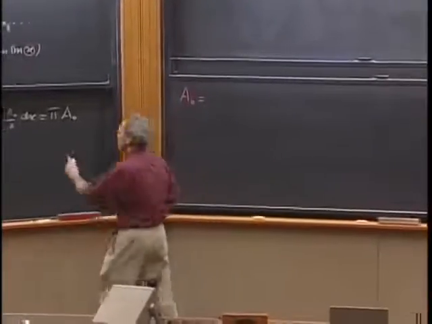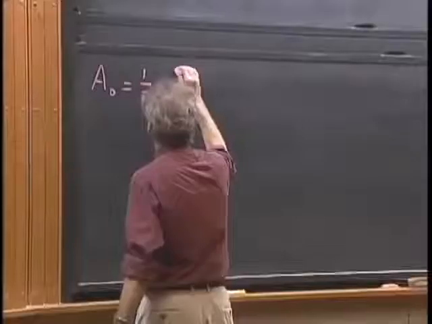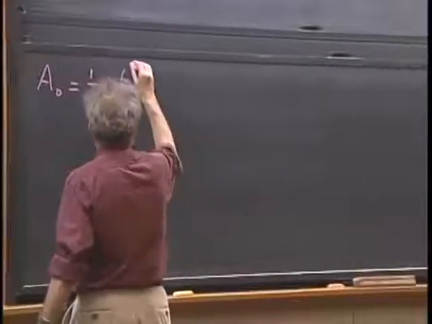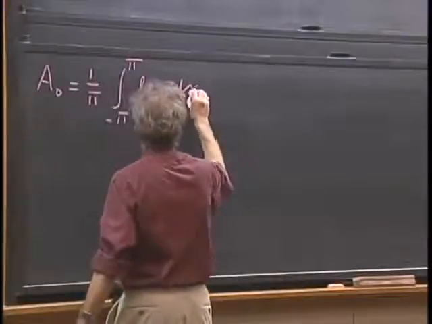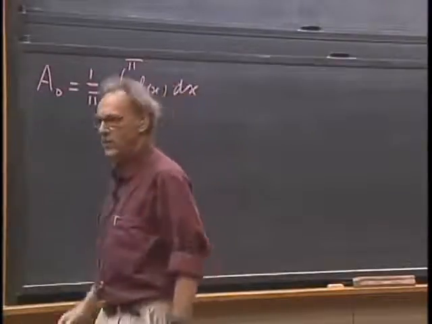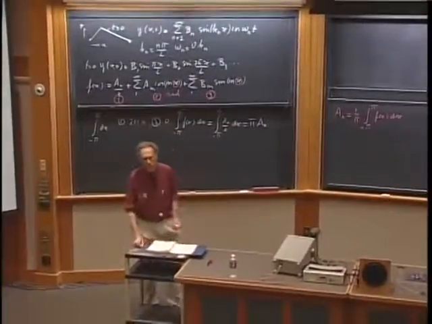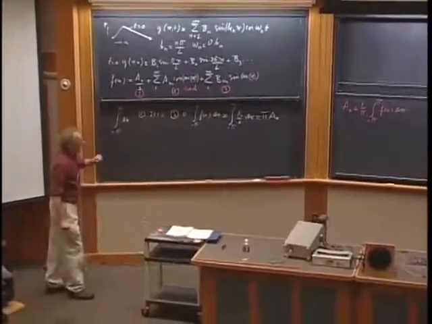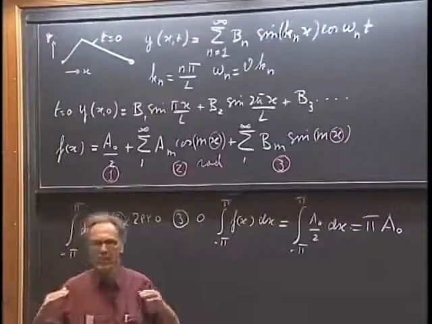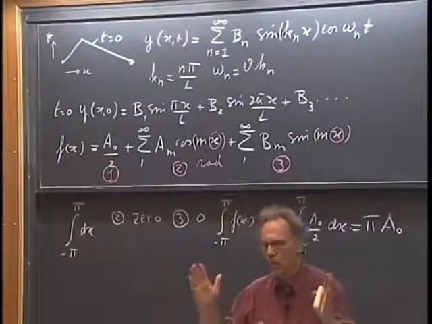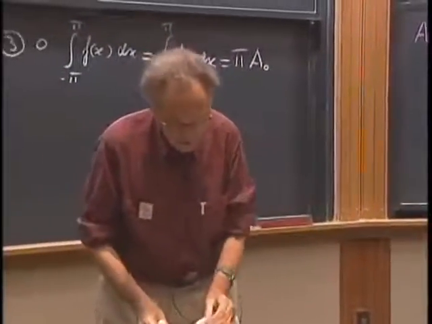a0, if I use this result, is nothing but 1 over pi times the integral from minus pi to plus pi of the function f(x) dx. So you tell me what the function f(x) is, and I can calculate a0 for you. Keep in mind that a0 divided by 2 is nothing but the average value of the function over the period 2 pi. And I will come back to that later during this lecture.